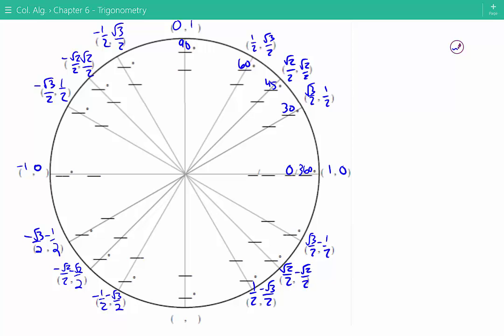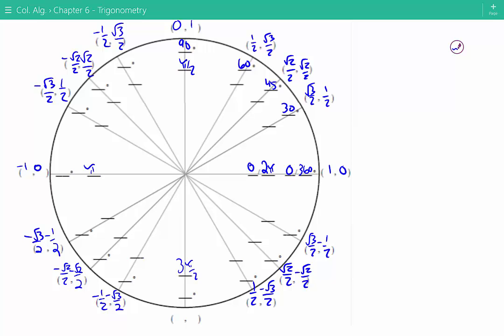Now the only thing you have left is the radians. Obviously this is 0 radians, or 2 pi if you go all the way around the circle. So these ones are easy. This is 90 degrees, or pi over 2. This is pi. This is 3 pi over 2.